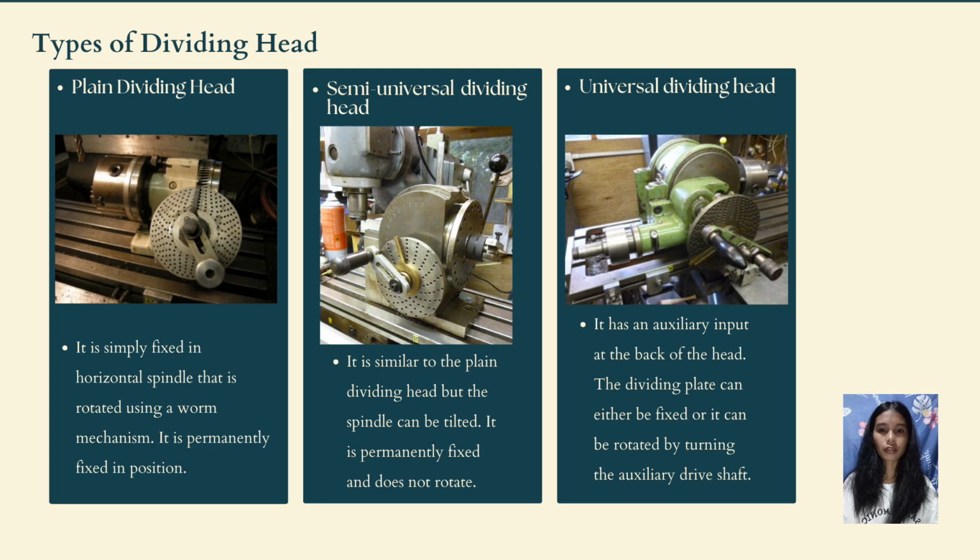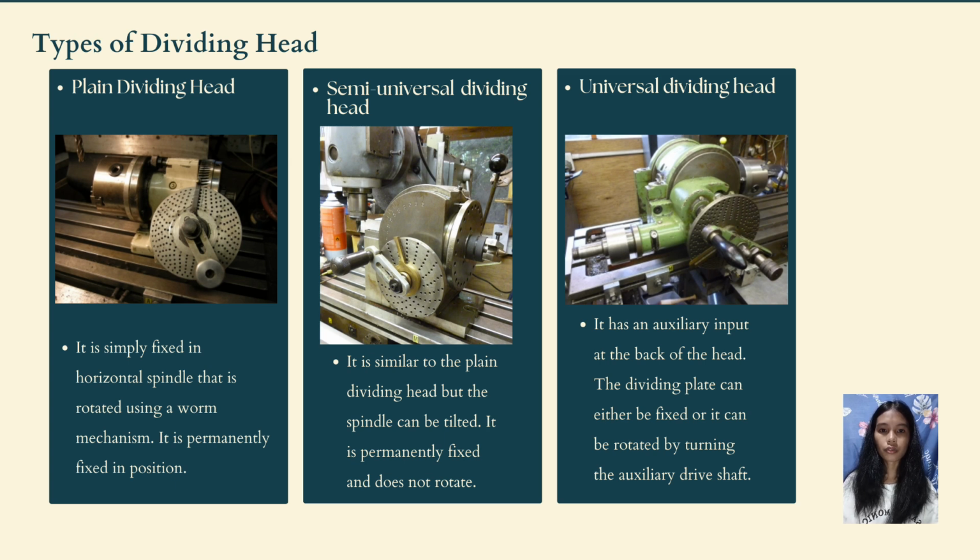The universal dividing head. It has an auxiliary input at the back of the head. The dividing plate can either be fixed or it can be rotated by turning the auxiliary drive shaft. In this case, firstly, the shaft can be tilted. Secondly, and what makes the universal dividing head universal, is that it has an auxiliary input at the back of it. It's when this turns that it rotates the dividing plate.